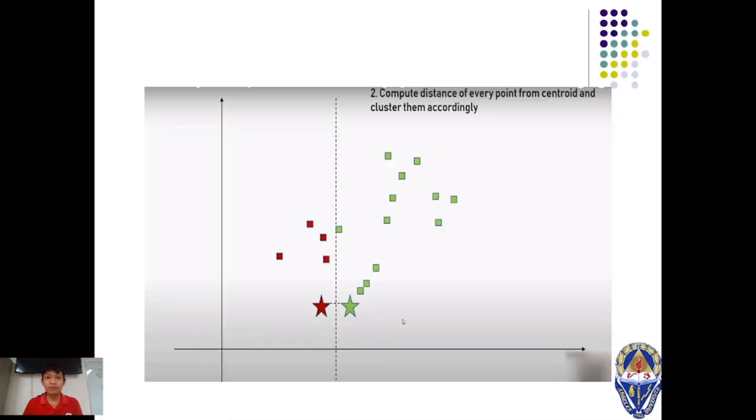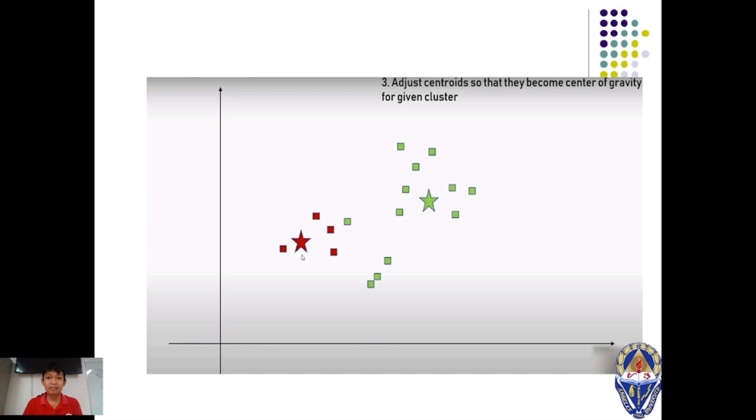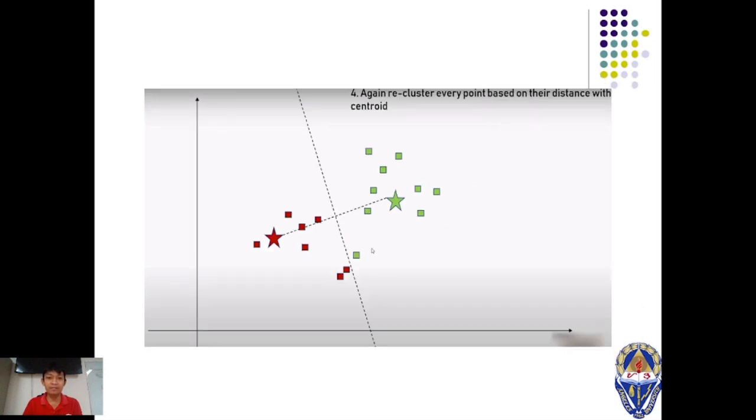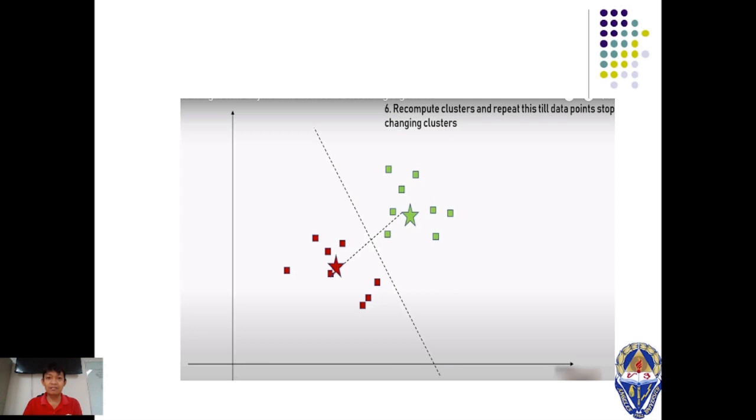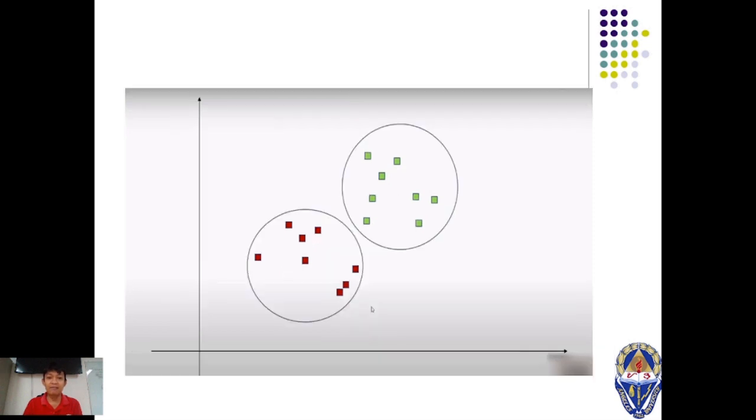The second step: compute the distance of every point from the centroids and cluster them accordingly. Third step: adjust the centroids so that they become the center of gravity of their cluster. Fourth: again recluster every point based on its distance to the centroids. Fifth step: again adjust the centroids. And sixth step: recompute clusters and repeat this until the data points stop changing clusters. As a result, these are my final clusters.